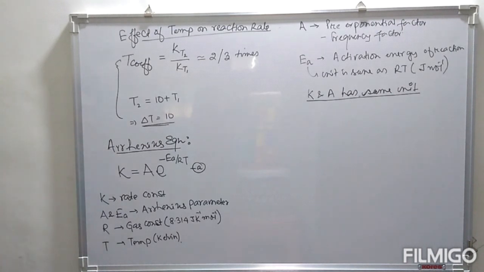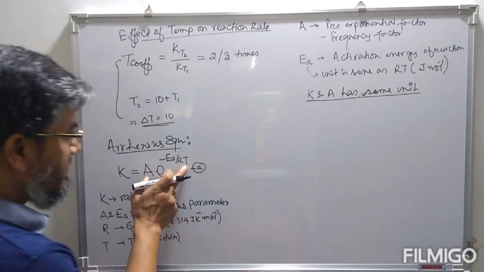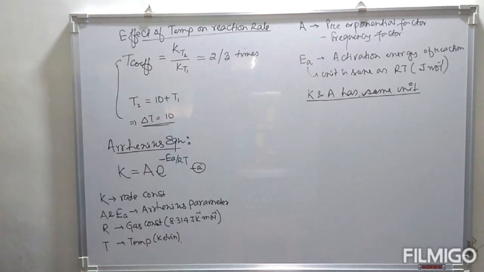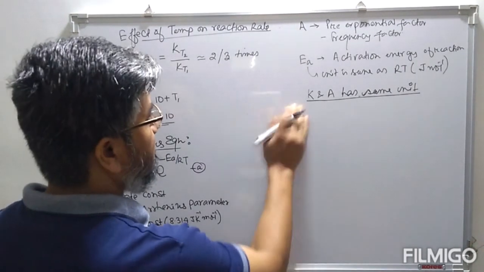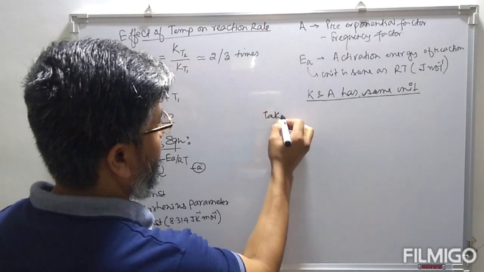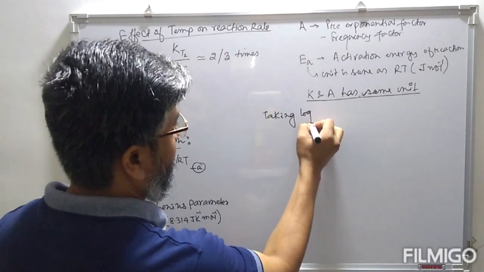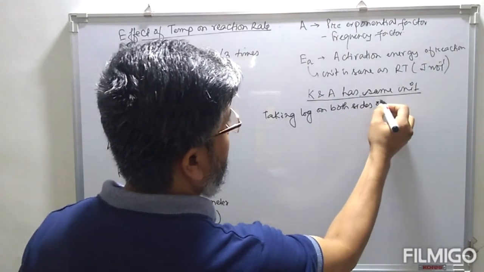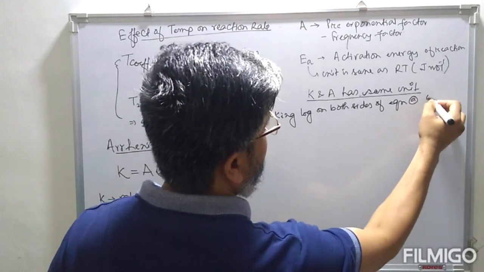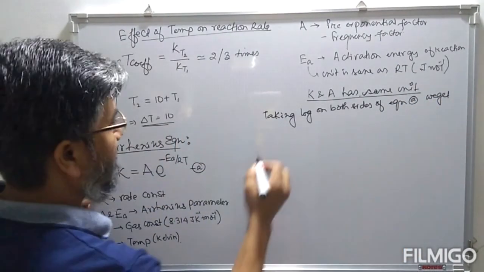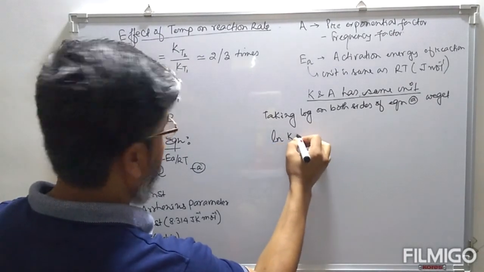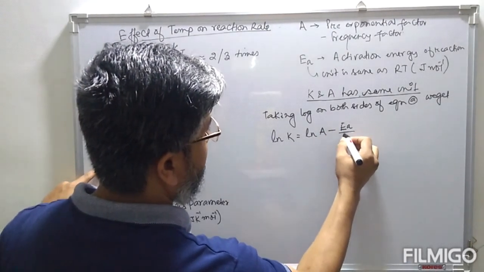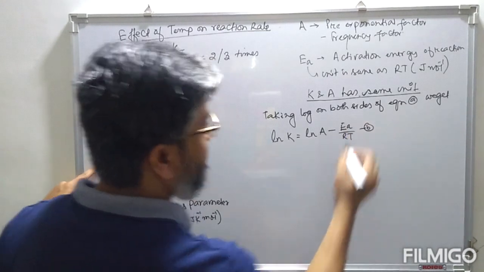So this equation says whenever we increase the temperature, the rate constant K increases exponentially. So taking logarithm on both sides of equation A, we get ln K is equal to ln A minus EA by RT. Let this be equation B.